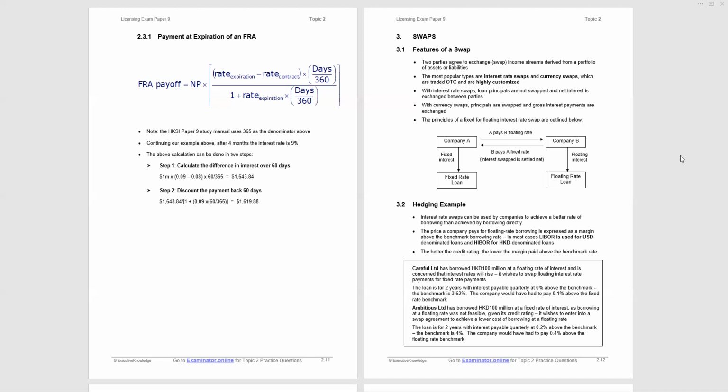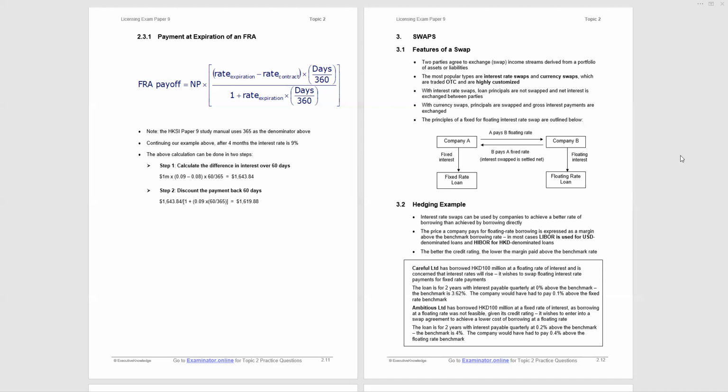Okay, there's a diagram showing you the principles behind a fixed for floating interest rate swap. Company A has a fixed rate loan but will want to swap to a floating rate loan. Company B has a floating rate loan, will want to swap to a fixed rate loan. The interest payments are netted off. That's important to remember. Let's look at an example with regard to interest rate swaps.